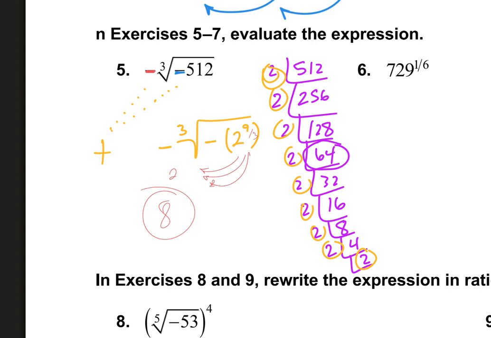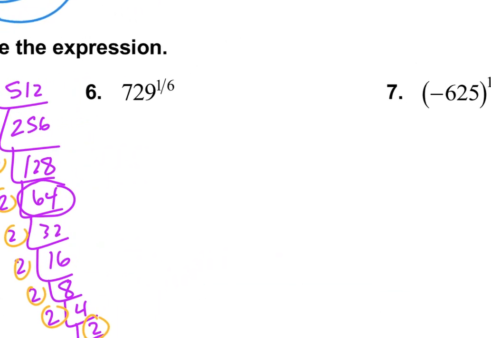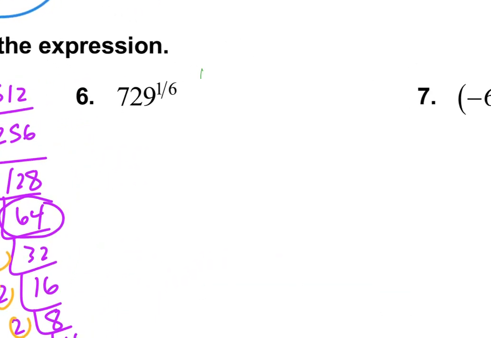Now, it would have been -8 if it had only been this blue part. But when they throw in that red negative, that's why I mentioned that our final answer was going to be positive. So it's 8, all right? 729 to the 1/6 power. Well, guess what?